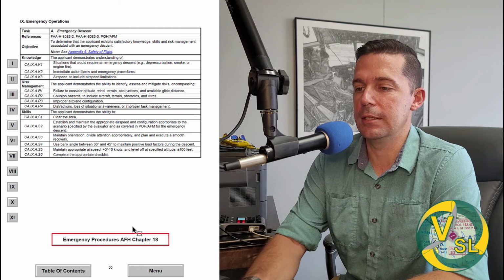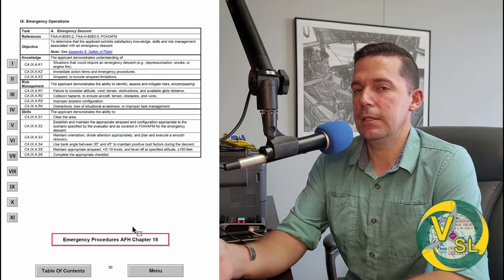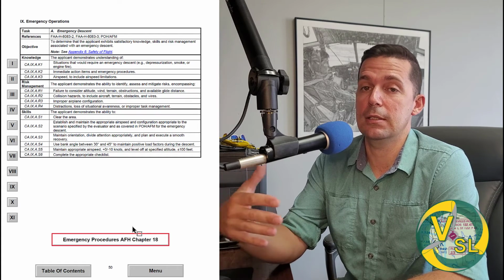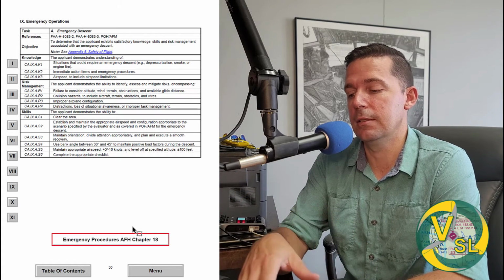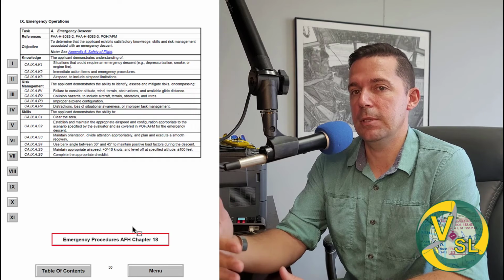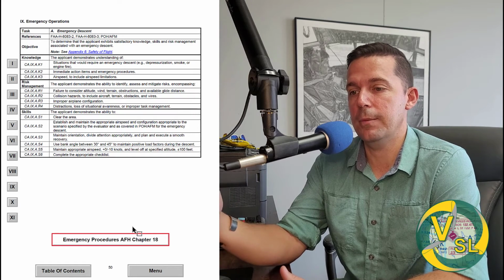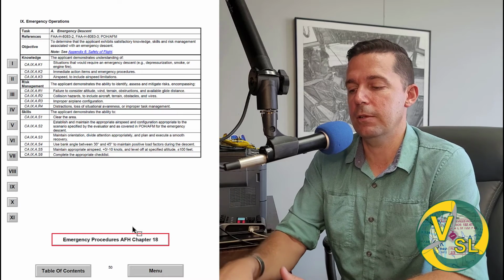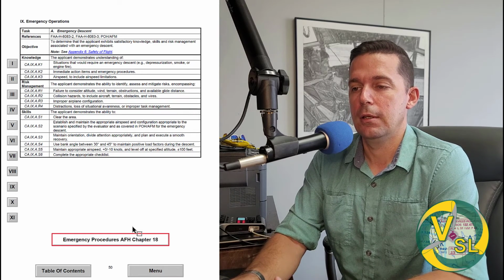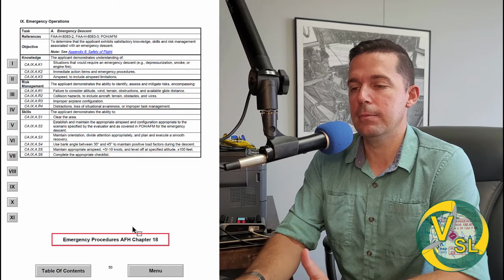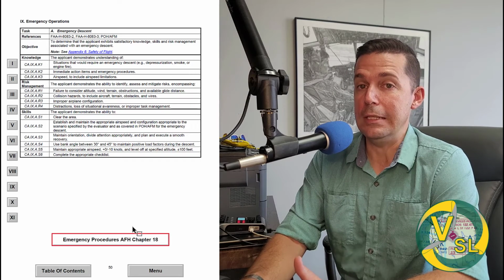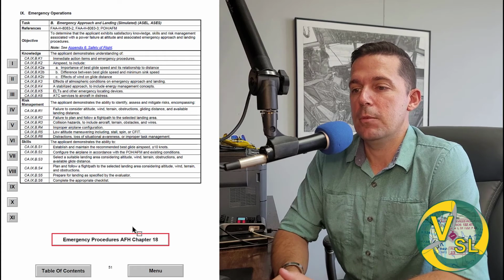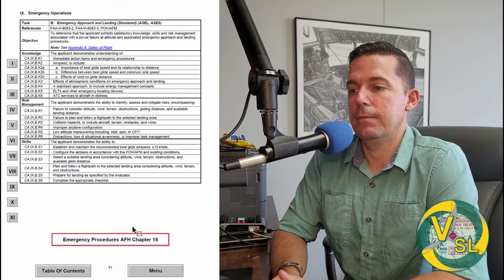So that's our emergency descent. This is usually going to be combined with some sort of malfunction. I'll give you some sort of malfunction that's going to cause you to do an emergency descent. So again, this is usually going to be in a scenario-based format. I'm not just going to say, hey, perform an emergency descent. I'm going to give you some sort of malfunction or condition that the appropriate ADM would lead you to do an emergency descent.